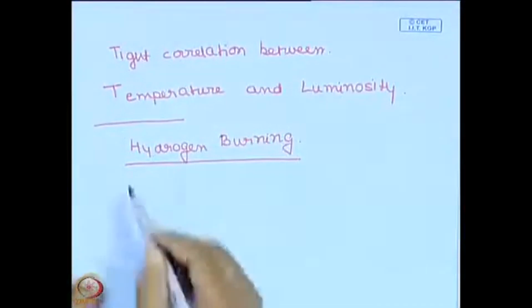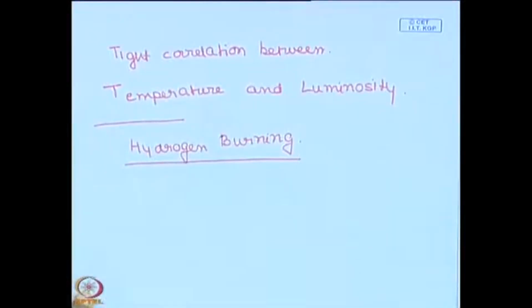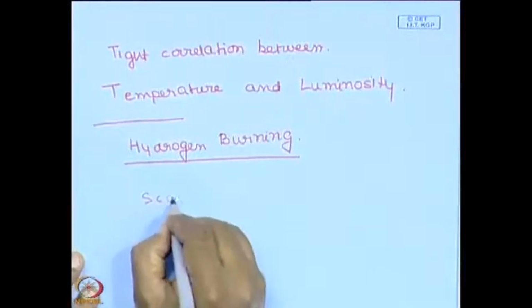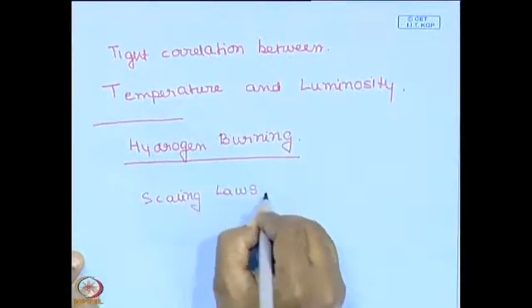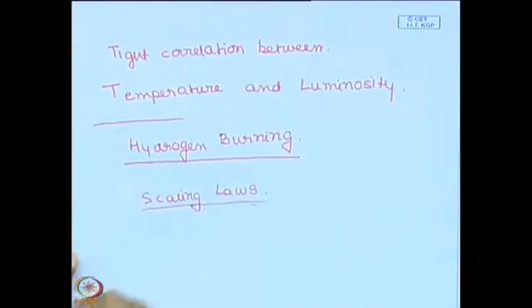It was later realized also that we have discussed the fundamental equations governing this, but it is not clear why they should lie on a straight line like this. We shall see later that there are simple scaling laws which give us some idea why the hydrogen burning stars should lie on a region like that. This is something that we shall discuss later.